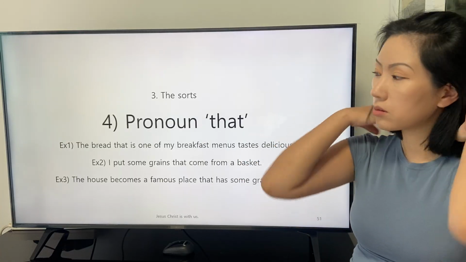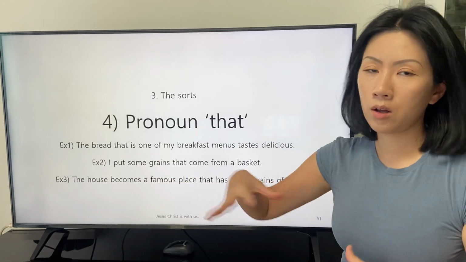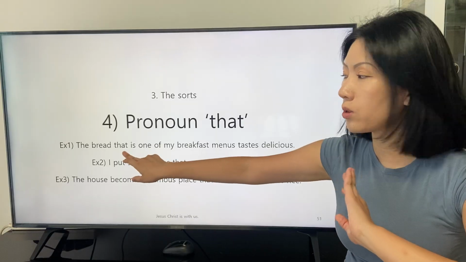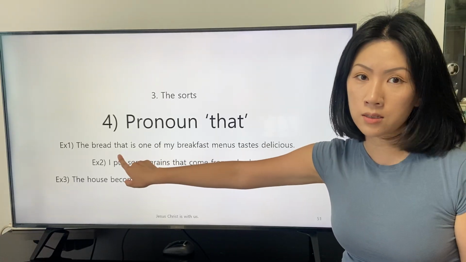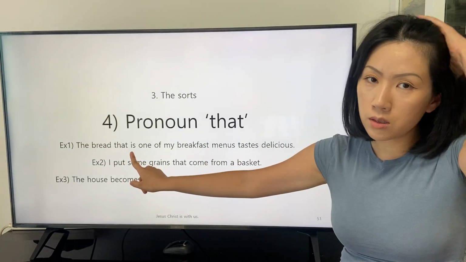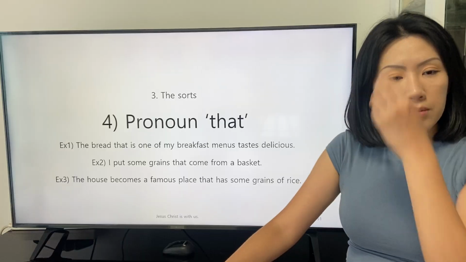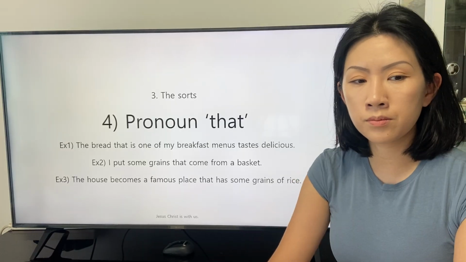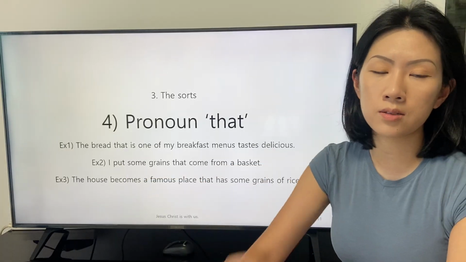And let's look into how the pronoun that is applied in the subordinate clause. In the subordinate clause, we can find that the pronoun that is the subject described by the be verb is. Okay, let's go to the second example.